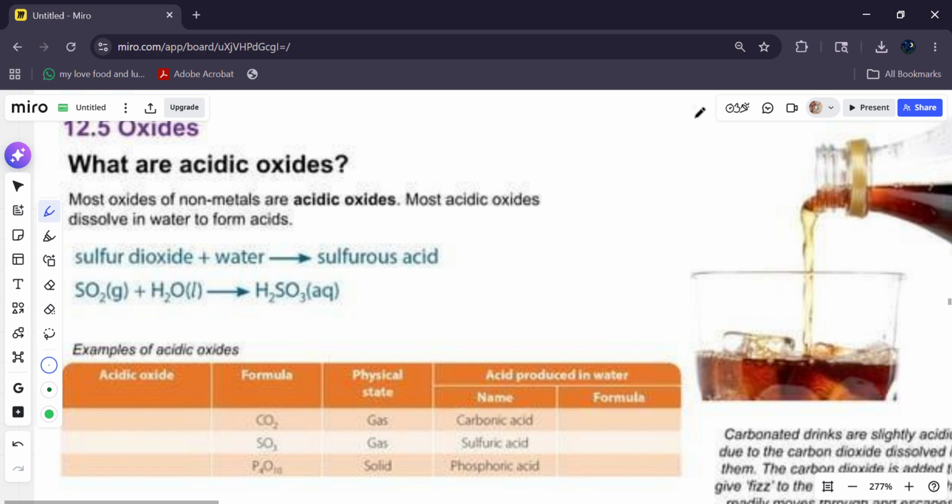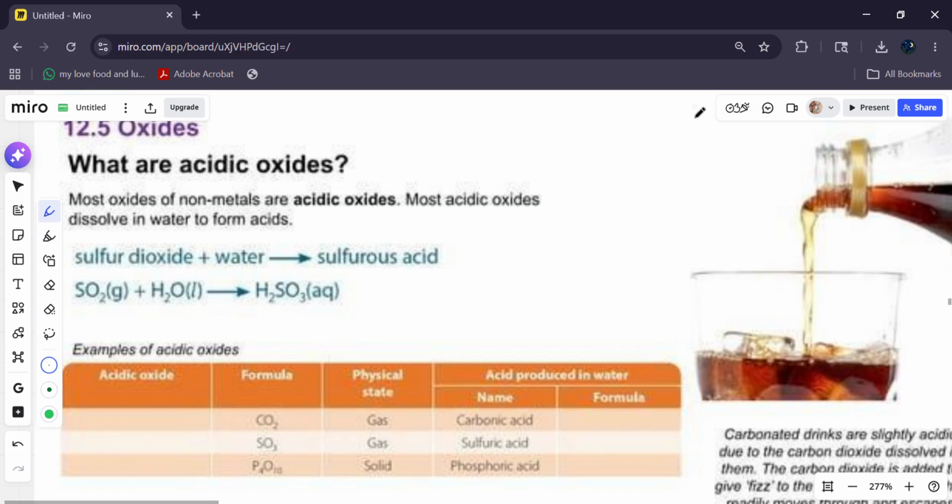Now, what are acidic oxides? Many acids and alkalis are formed when dissolving oxides in water. An oxide is a compound of oxygen and another element. Most oxides can be grouped into three categories: acidic, basic, and amphoteric. So what are acidic oxides?